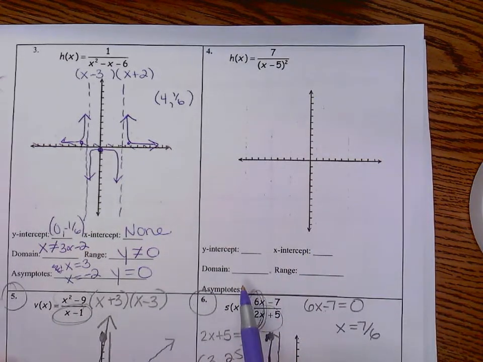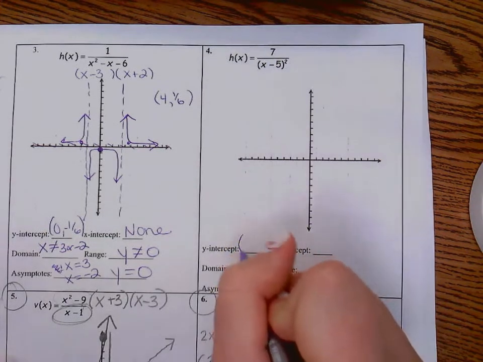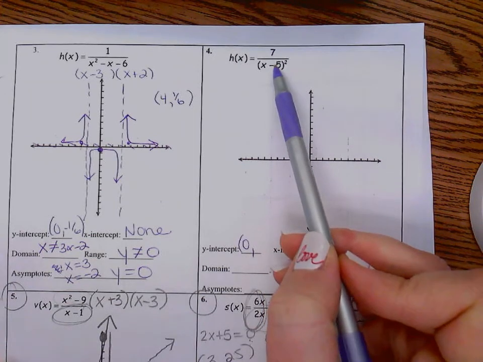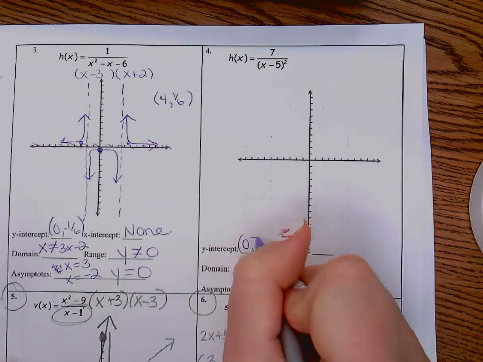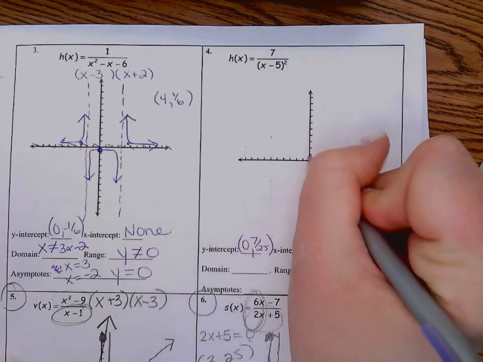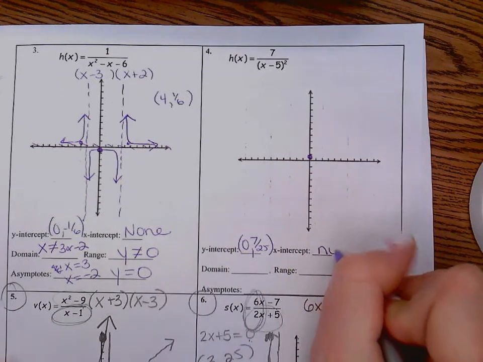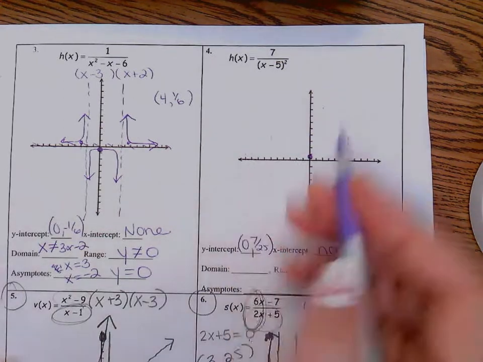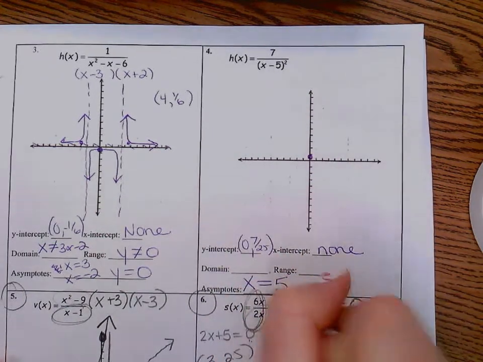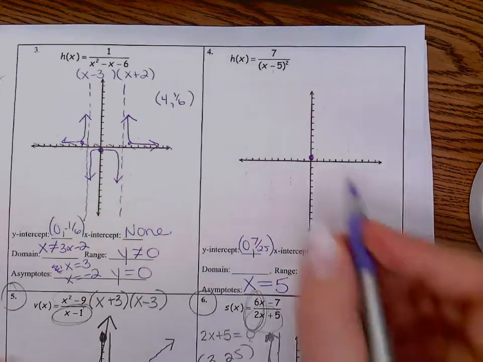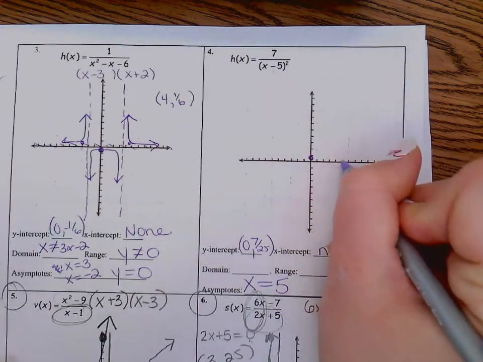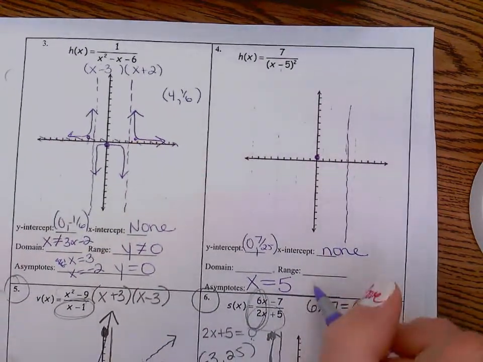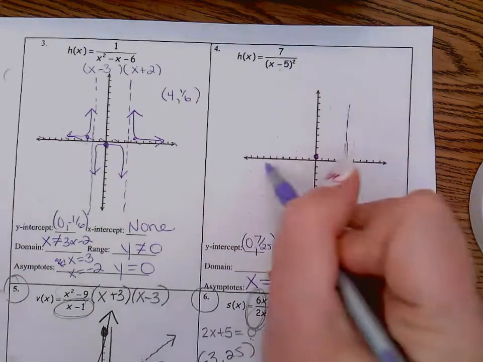So pause it now. So I'm going to do my y-intercept. I'm going to plug in 0. So I would get 7 over, let's see, this is negative 5 squared, positive 25. So 7 over 25 is kind of a really small number right there. My x-intercept, again, none, because I have 7 in the numerator. My asymptotes, I'm going to write x equals 5 because it's my asymptote. So x equals 5. 1, 2, 3, 4, 5. And my horizontal asymptote is at 0 because the denominator is bigger again.